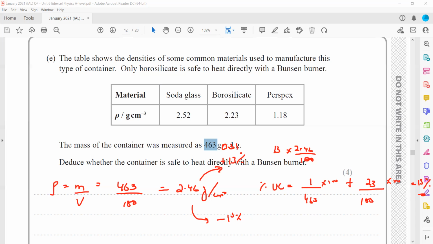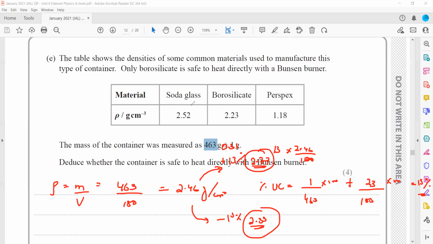If it is 0.31 more, then 2.46 plus 0.31 will be 2.77. So the upper value can be 2.77. For the lower value, 13% less means 0.31 less. So 2.46 minus 0.31 is 2.33. So the upper value is 2.77 and the lower value is 2.33.